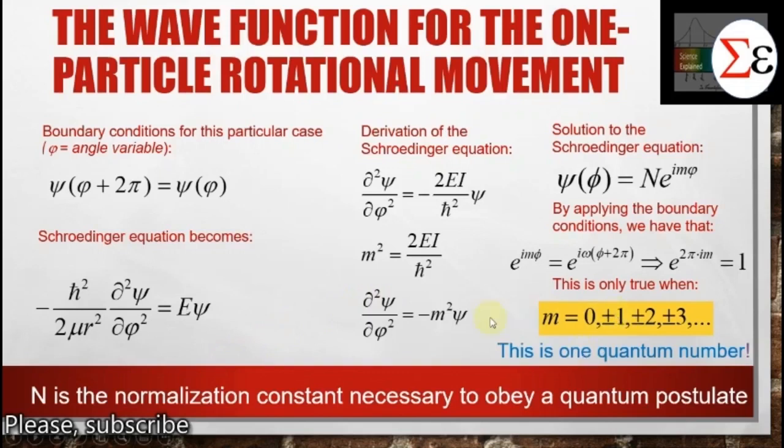Then by applying the boundary conditions, we have that this part of the equation is 1. This is only true when m is 0, plus minus 1, plus minus 2, plus minus 3, etc. This is the quantum number, the magnetic quantum number of the hydrogen atom.